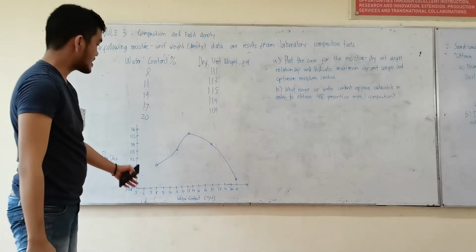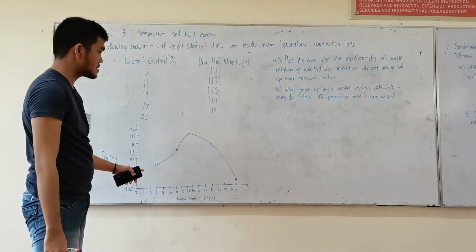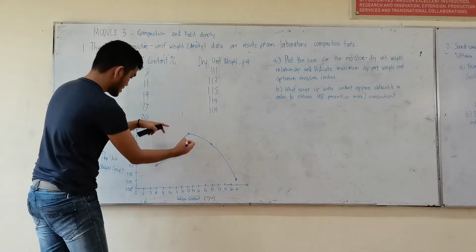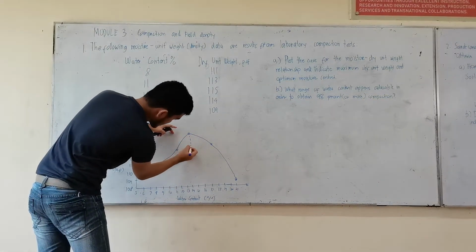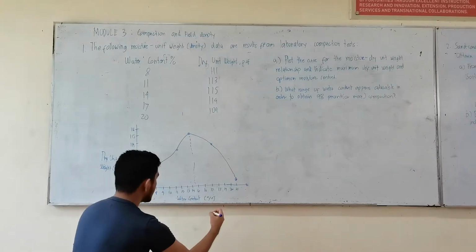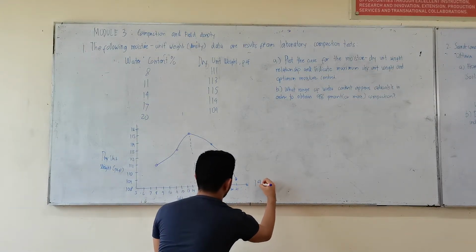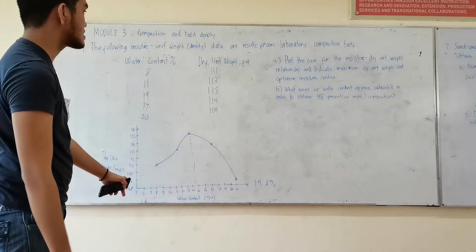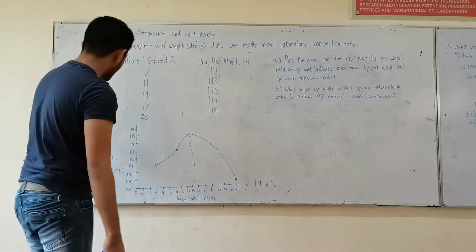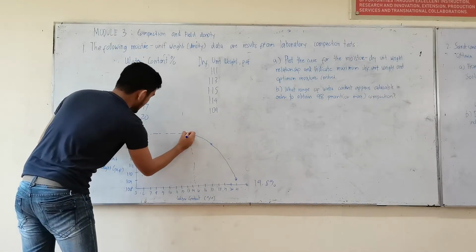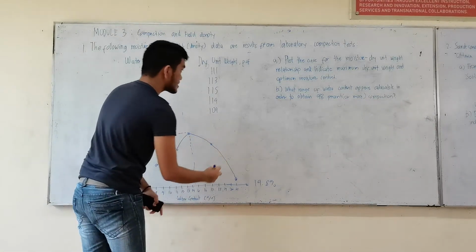So we already have a graph. As we can see, the apex of the graph sits at a water content of around 14%, let's say 14.8%. So that will be our optimum moisture content. And our maximum dry unit weight will be 115 pounds per cubic feet.